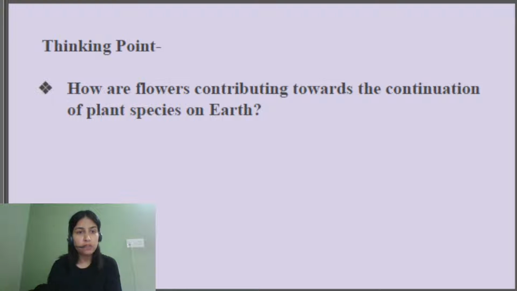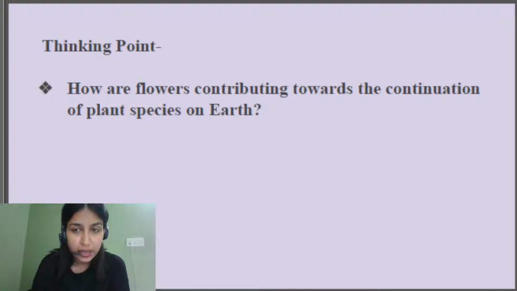Yes. Now we have a thinking point for you. How are flowers contributing towards the continuation of plant species or not? I'll be giving you a few seconds to think upon it, and you will be giving your answers in the chat box, so that I will know if you have understood the previous concept as well.